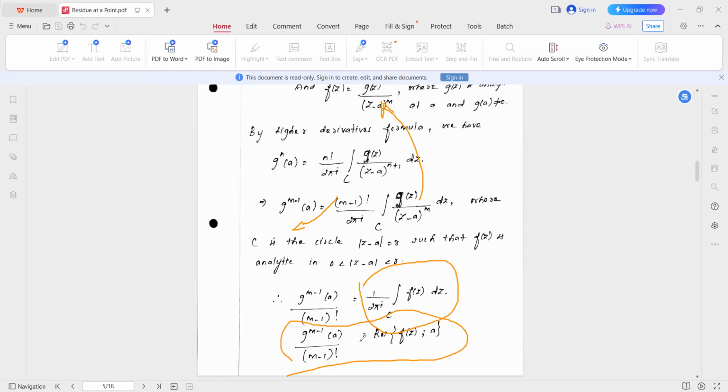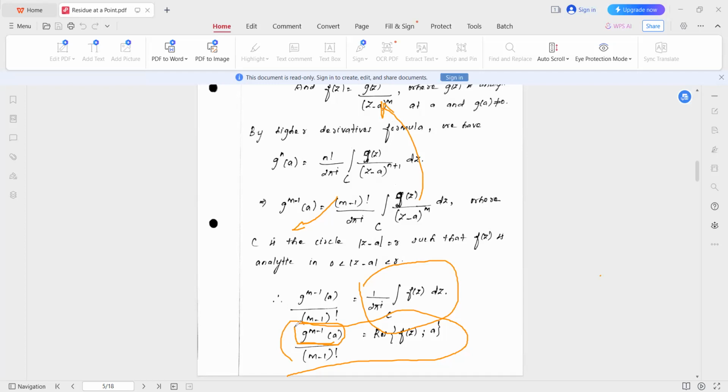If a is a pole of order greater than 1, and f of z is equal to some g of z divided by z minus a the whole power m, where g of z is analytic at the point a, then the residue of f of z at the point a is equal to g power m minus 1 of a by m minus 1 factorial. g power m minus 1 of a means what? You have to differentiate m minus 1 times, and after that you have to substitute the point a, and then find the value of g power m minus 1 of a.